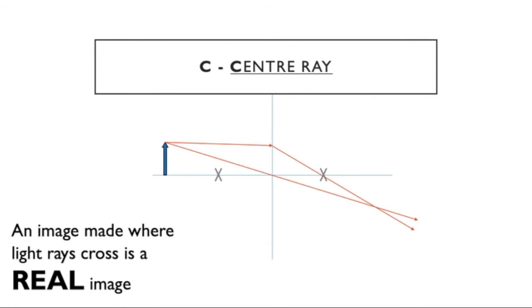An image made where light rays cross is called a real image. So here we've got a real image, and it's formed where the rays cross. We can draw these with an arrow. We can draw an arrow to show our object on the left-hand side, drawn to show the size of the object, so we can draw a scale diagram. Then we can do the same for the image, and we can show the size of the image, and whether it is upright or inverted.